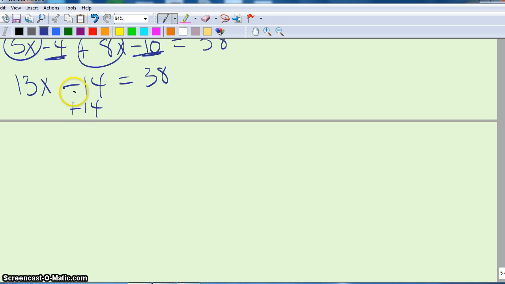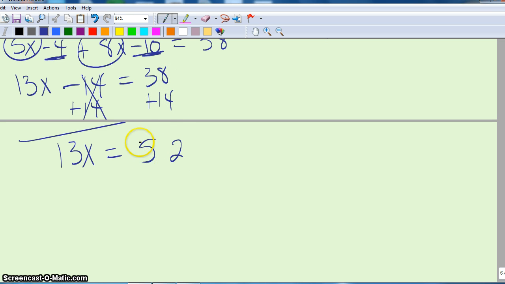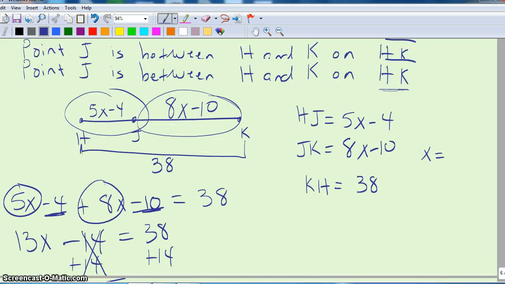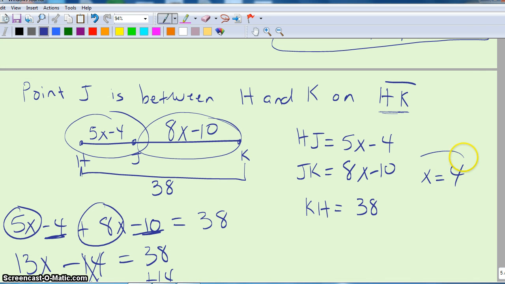Why do you add? Why? Because that's a minus sign. And you always do the opposite of a minus sign. So opposite of minus is plus. So plus 14. That cancels. We're left with 13x equals 52. And now we're down to the very last step. And the last step will be to divide by the number in front of x. 52 divided by 13. And 52 divided by 13 gives us 4. So x is 4.